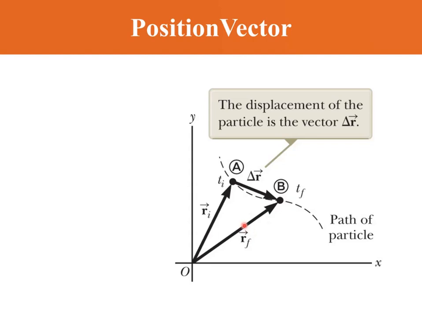So the change of displacement from A to B is equal to R final minus R initial, which equals delta R. Where delta R equals R final minus R initial. Basically Ri is the vector from the origin to the initial point.